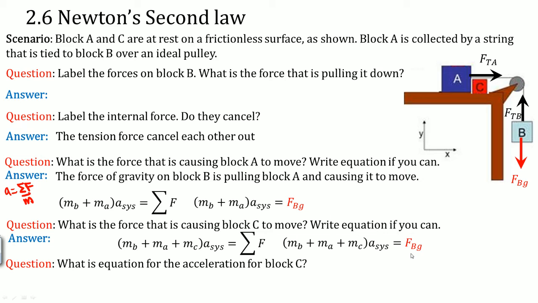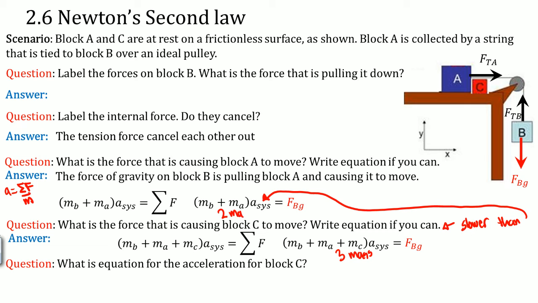Okay? Notice that in theory, this is going to be slower than this A system, because this system has 3 masses. This system has 2 masses. Okay?